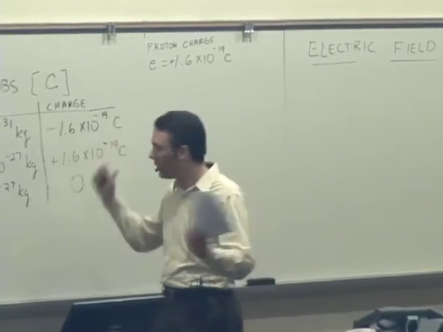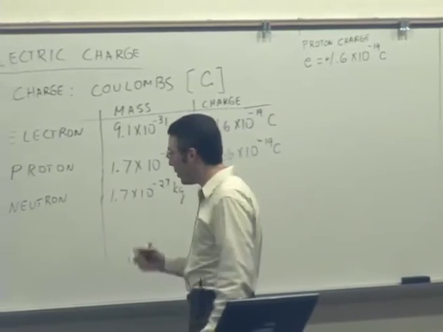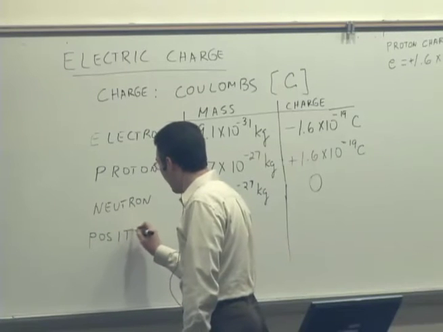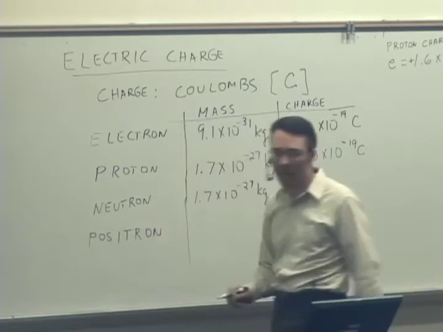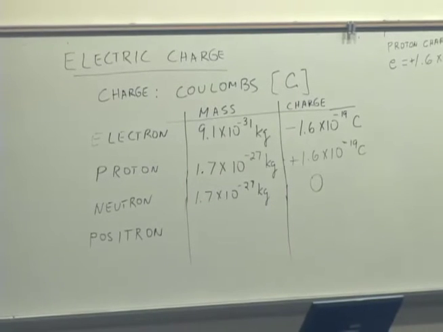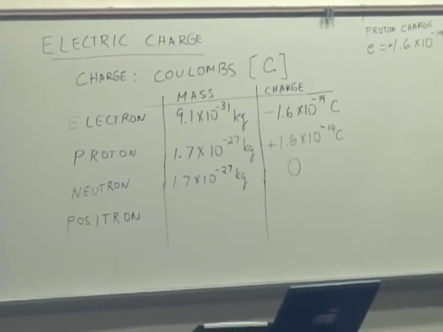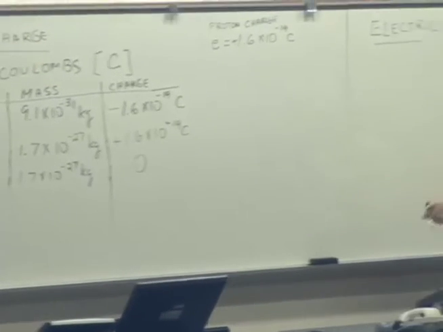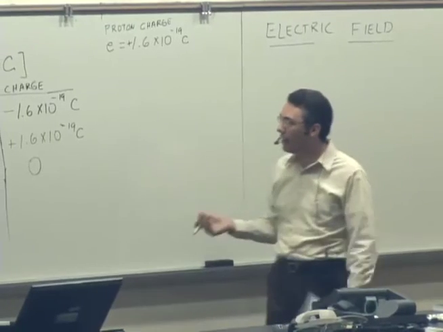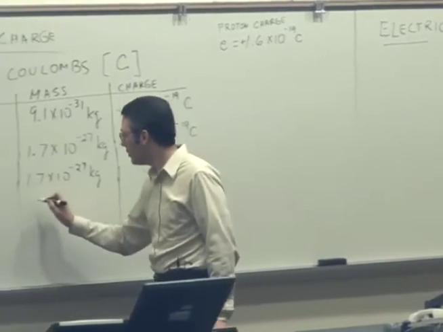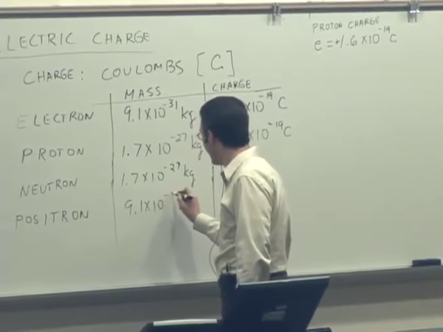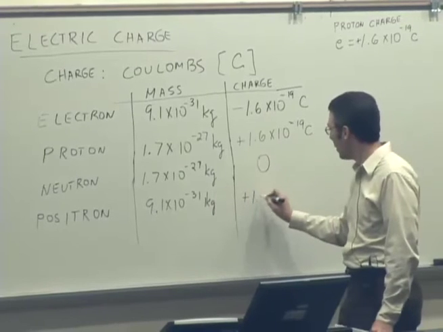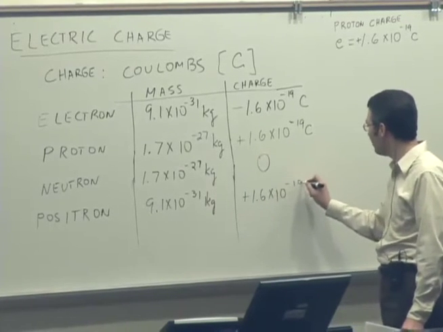But there are all sorts of other particles with charge, I should say. Anybody ever hear of a particle called a positron? What is a positron? Yes. It's a positive electron. It's the antiparticle of an electron, right? So it turns out in nature that for every type of particle, there is an antiparticle or antimatter, which has the same mass, 9.1 times 10 to the minus 31 kilograms, but the opposite charge. It's actually a positively charged electron, 1.6 times 10 to the minus 19.